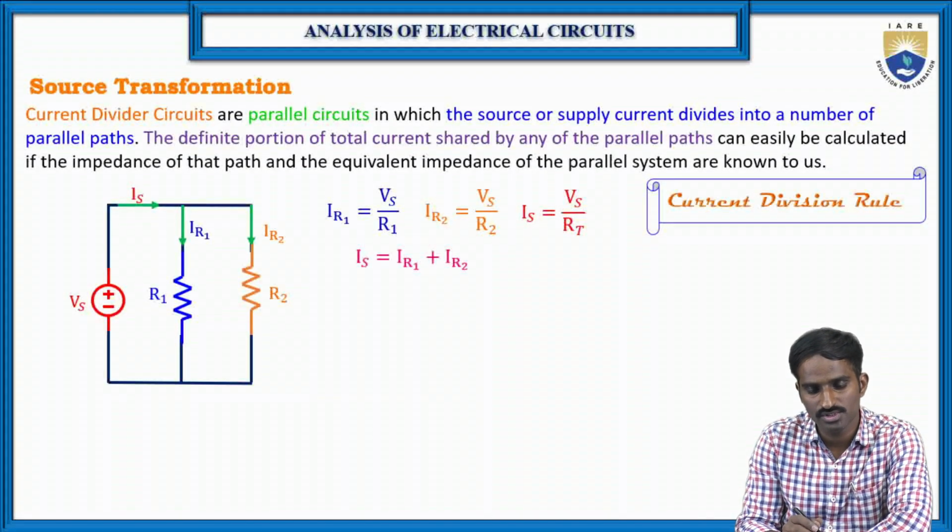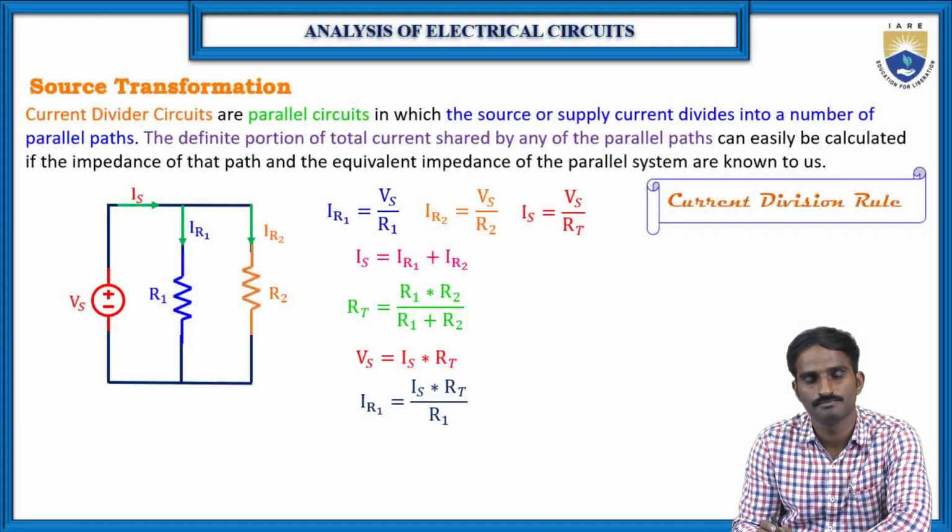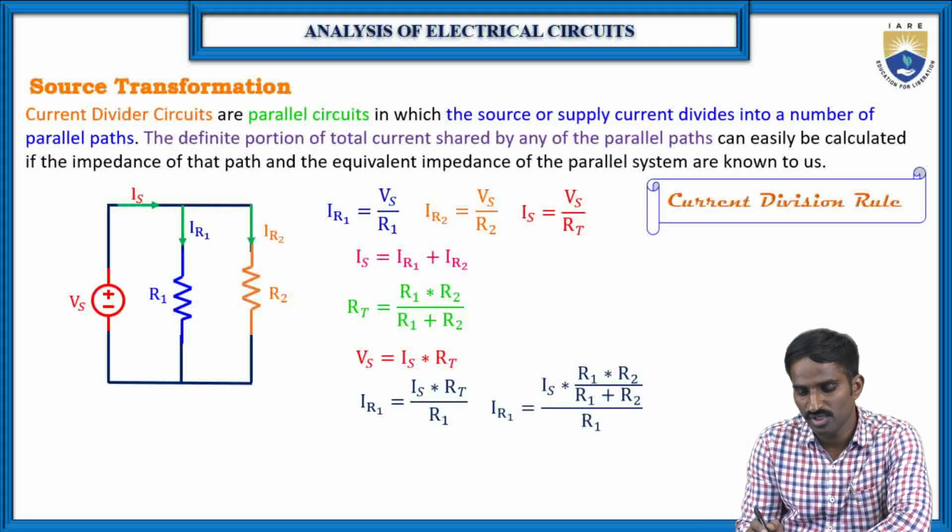Then if you apply Kirchhoff's current law, Is is equal to IR1 plus IR2. Substituting these values and simplifying, you will get IR1 is equal to Is into RT by R1. Similarly, if you substitute all these values, then IR1 is equal to Is into R2 by R1 plus R2.